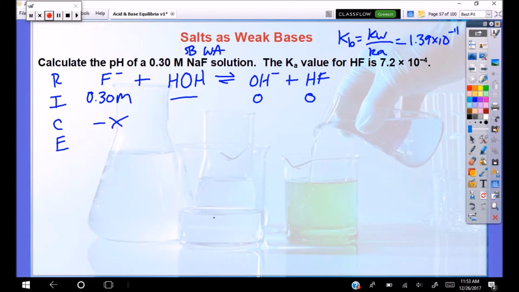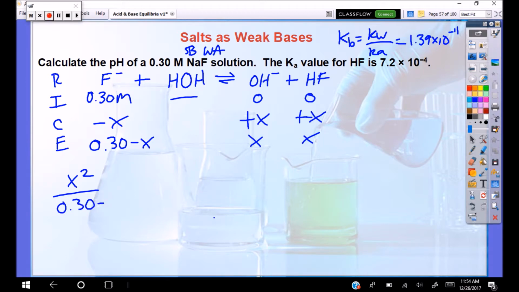We've got minus x, plus x, plus x, and at equilibrium, x and x. Put that together: x squared over 0.30 minus x is equal to 1.39 times 10 to the negative 11th. If you look at that Kb, it is super, super small. I'm not even going to go through the trouble of calculating. 10 to the negative 11th is super small, and 0.3 is really large. I'm going to neglect x here.